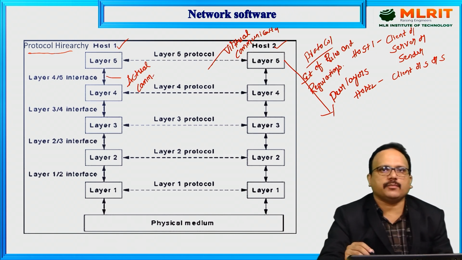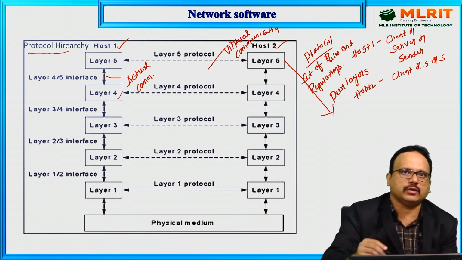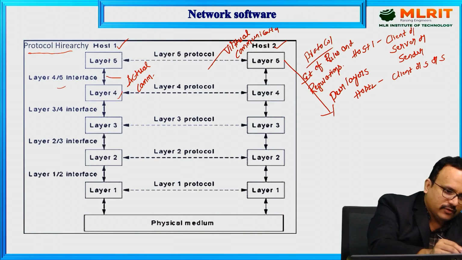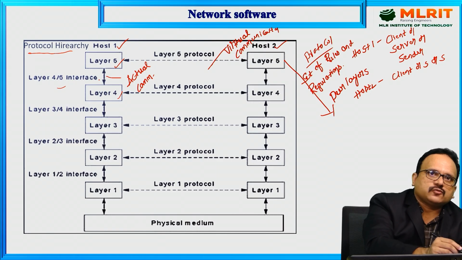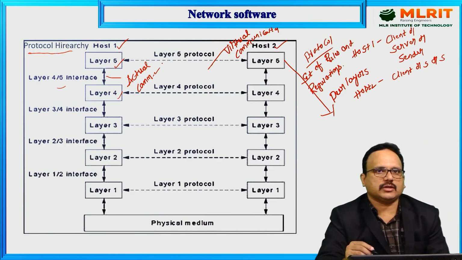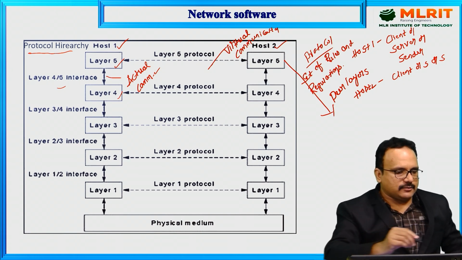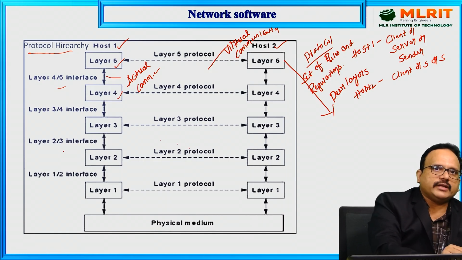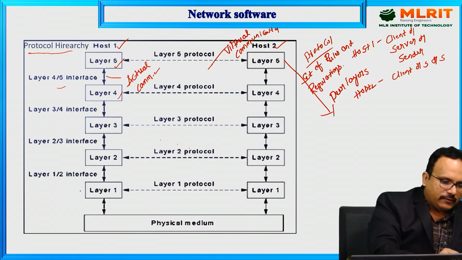For example, layer 5 in host 1 wants to transmit the data to layer 4 in host 1 only. That will be done with the help of actual communication, and the actual communication is done with the help of the layer 4 by 5 interface. This interface is responsible for transmitting the data from layer 5 to layer 4. In the same way, if layer 4 wants to transmit the data to layer 3, we have the layer 3 by 4 interface; from layer 3 to layer 2, we have the layer 2 by 3 interface; and from layer 2 to layer 1, we have the layer 1 by 2 interface.